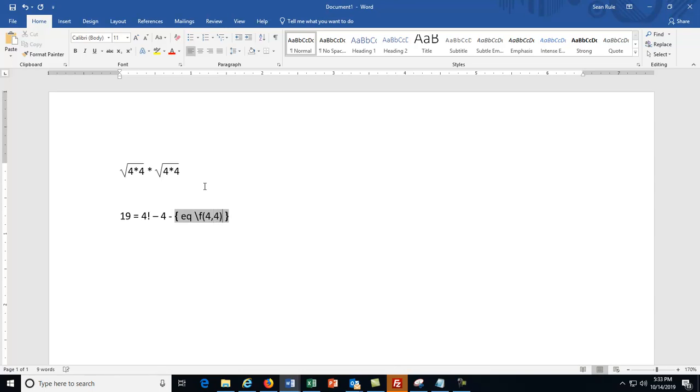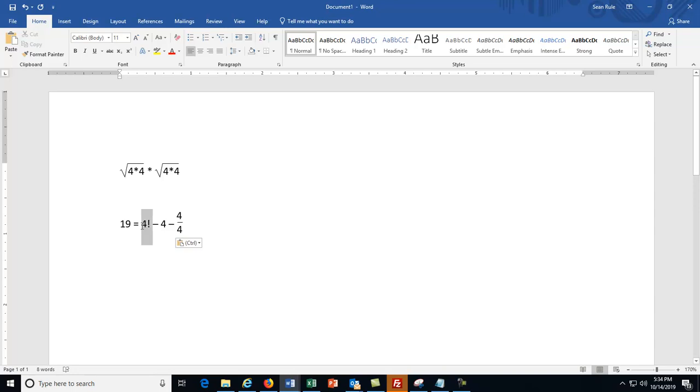I think this is how we did it. So we're going to take 4 factorial, which is 24, minus 4, which gives us 20, and then this is equal to 1, so minus 1 is 19. So how can you put this into Excel? Well, it's not too hard to put this part into Excel. Minus 4 divided by 4. That's actually pretty simple. You can type it in looking just like that.